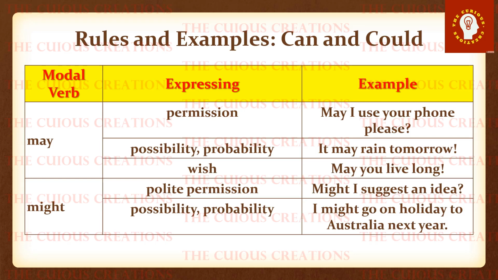In its second usage, it is also used to show a very weak probability, a very faint possibility of something. For example, I might go on holiday to Australia the next year. One thing to be duly noted is the difference between possibility and probability. The difference is that probability can be represented in form of percentage or fractions, while possibility does not have any numerical representation. It is sort of hope.